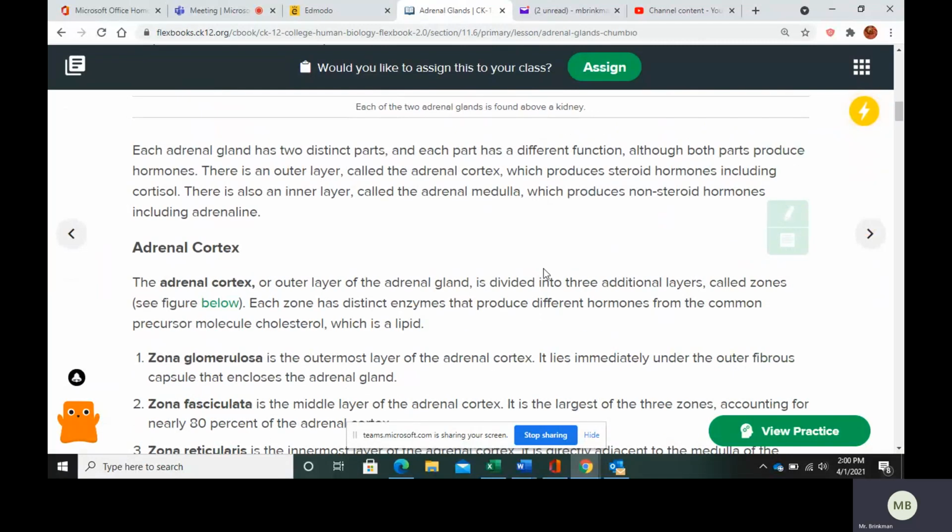Each adrenal gland has two distinct parts. Each part has a different function. Both parts produce hormones. There's an outer layer called the adrenal cortex, which makes steroid hormones. There is an inner layer called the adrenal medulla that is going to make non-steroid hormones.